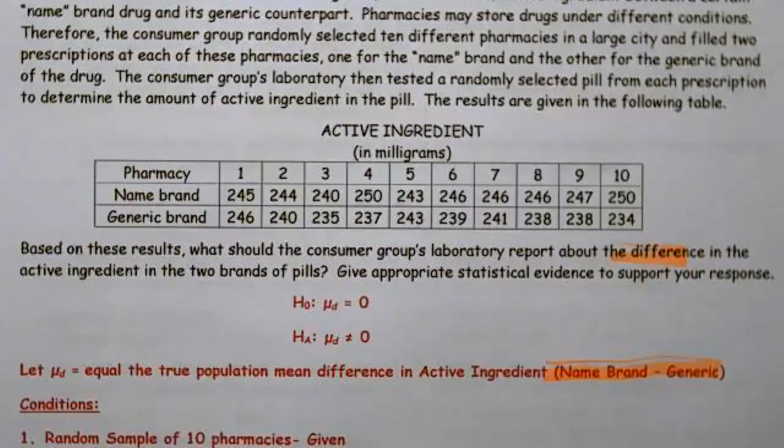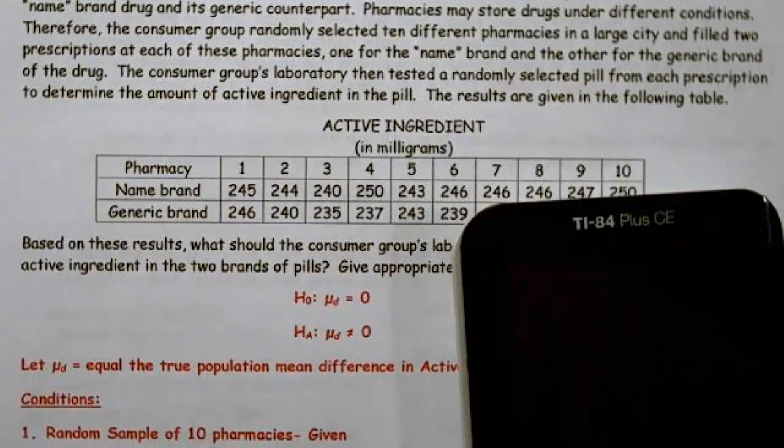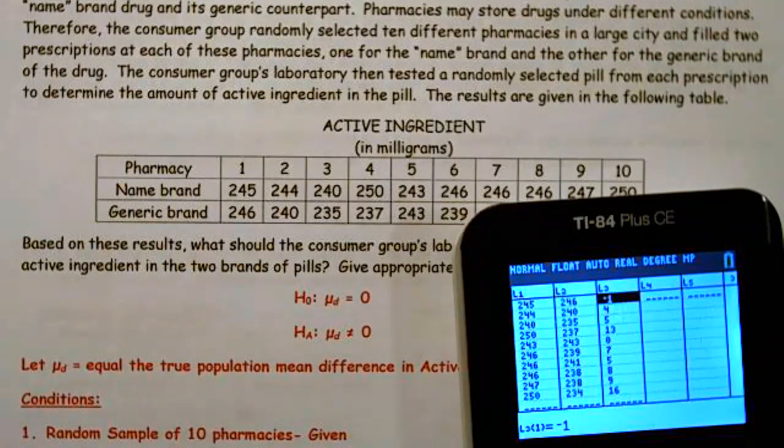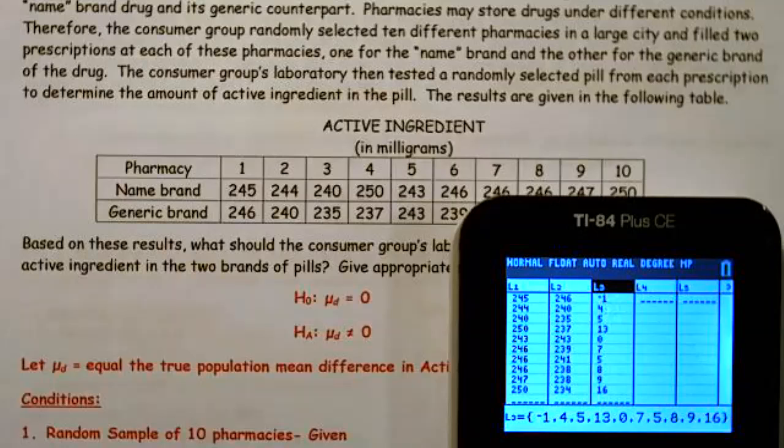So since I have a sample of 10, I need to go ahead and check to see if the data is reasonable to assume that it's normal. In other words, looking for no outliers or extreme skewness. So I entered all my data into stat edit. And then I went to top of L3 and I went second 1 minus second 2. And I got all my differences. So there's a list of my differences, and all I did was I went to the top and went L1 minus L2.